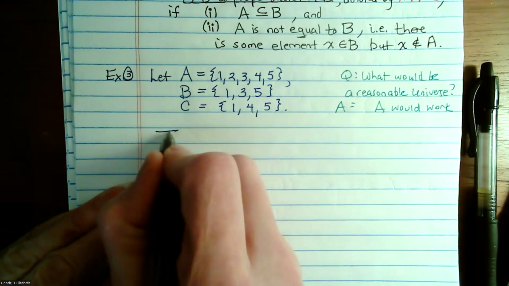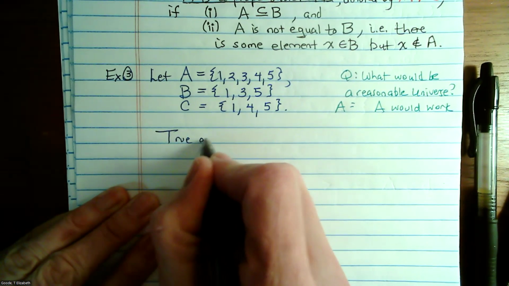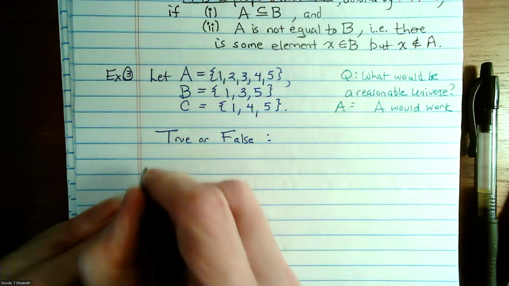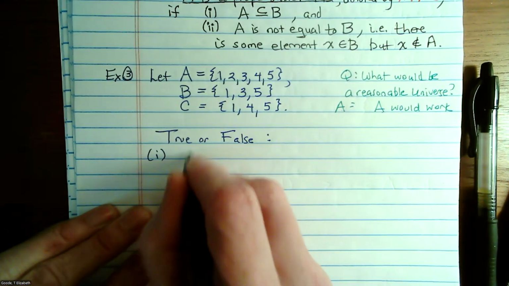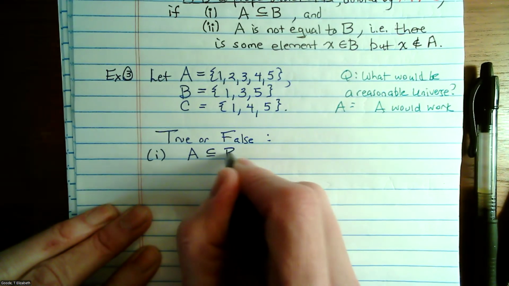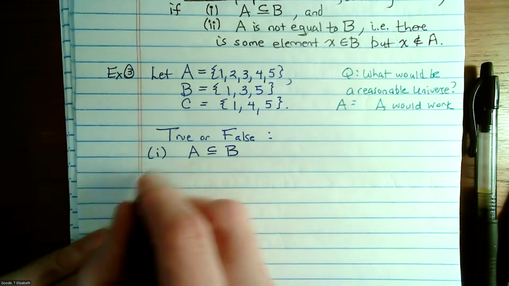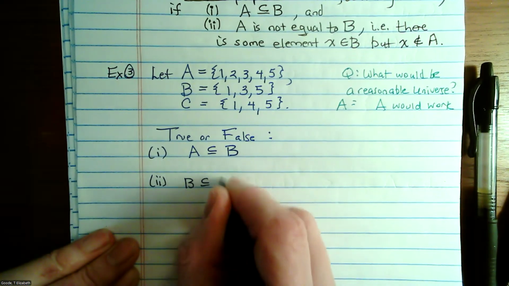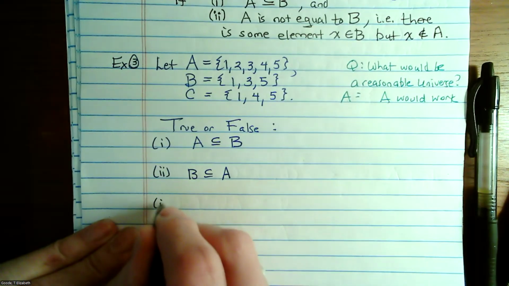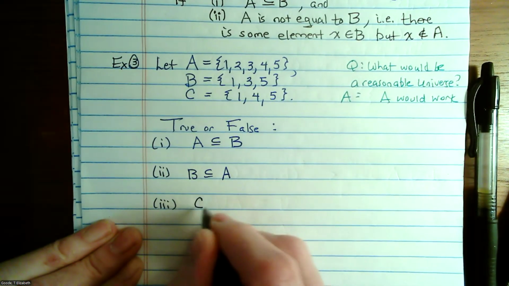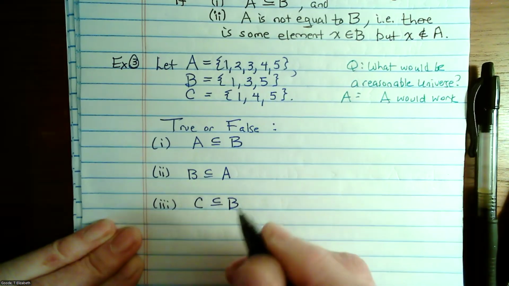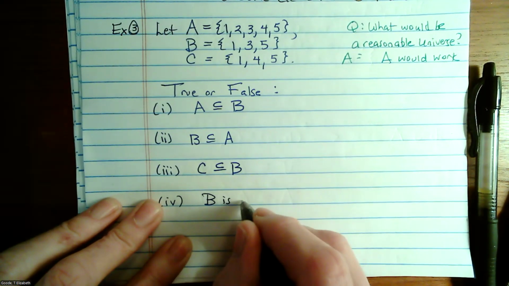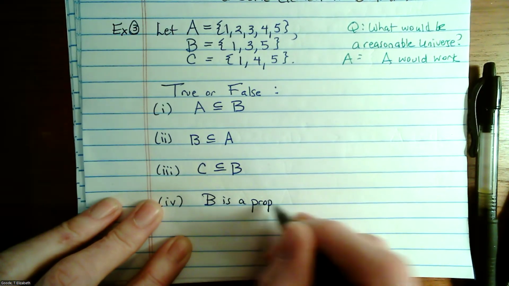So here, true or false? One, A is a subset of B. I'm going to skip a line so we have a little bit of room. 2, B is a subset of A. 3, C is a subset of B. And 4, B is a proper subset of A.